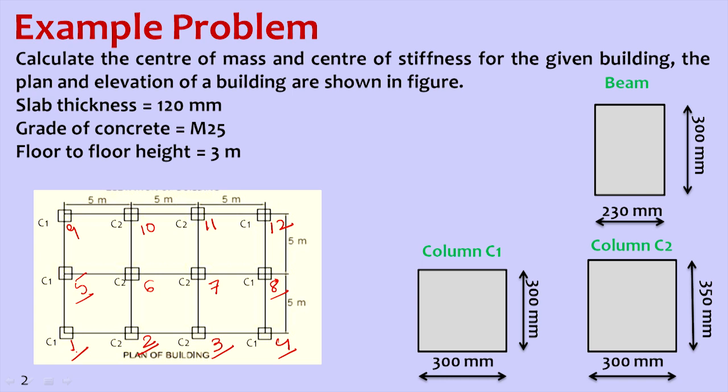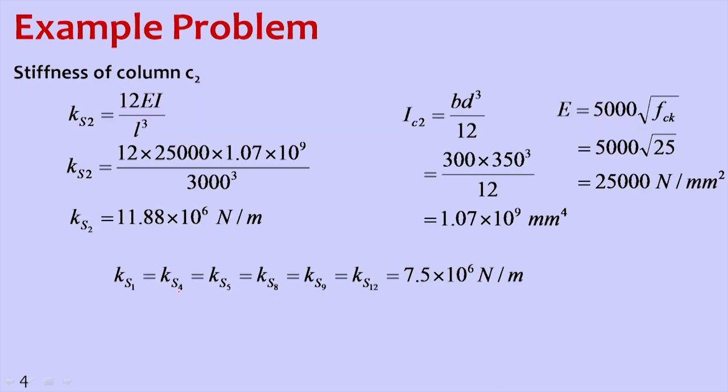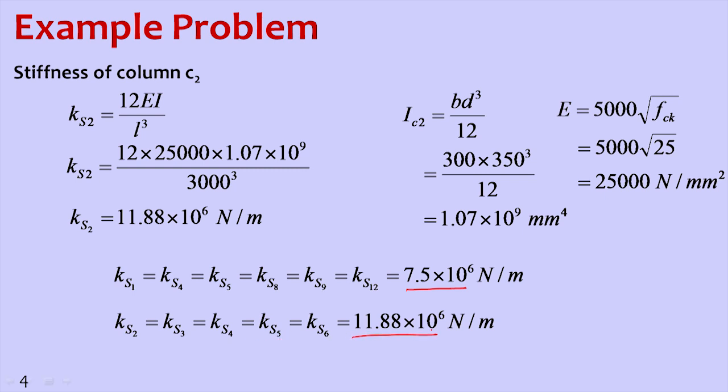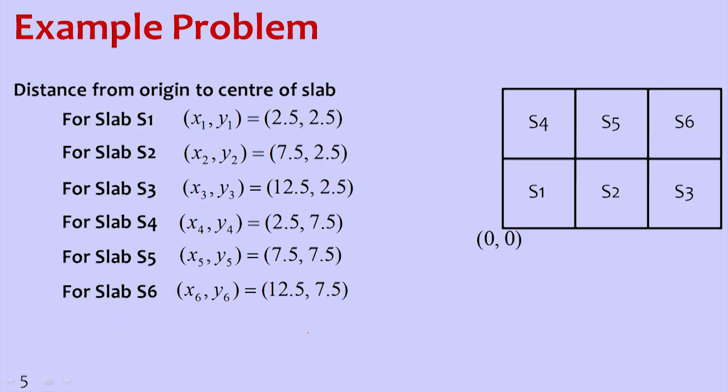So, we have K1, K4, K5, K8, K9, K12 as C1 columns, and K2, K3, K6, K7, K10, K11 as C2 columns. So, KS1, KS4, 5, 8, 9 and 12 are 7.5 into 10 to the power of 6 Newton per meter, and KS2, S3, S6, S7, S10, S11 are 11.88 into 10 to the power of 6 Newton per meter. Keeping this in mind, we need to calculate the distance from the origin.